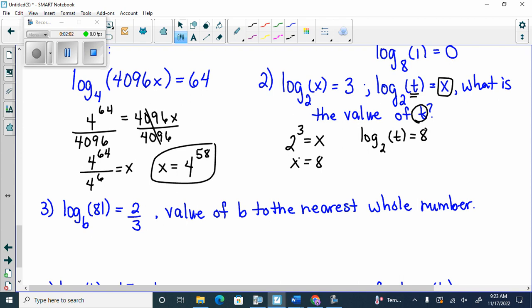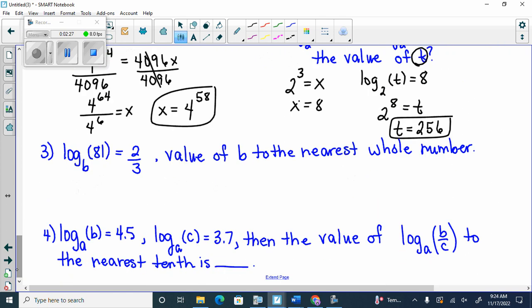And then I convert again because I have a log by itself with a number on the other side, three pieces of information. The base of my log becomes the base of my exponent. What's friends doesn't stay friends, so I get 2 to the power of 8 equals t. And what's 2 to the power of 8? Is it 256? I'm going to guess that, but I wasn't sure. All right. This one, they want the value of b.